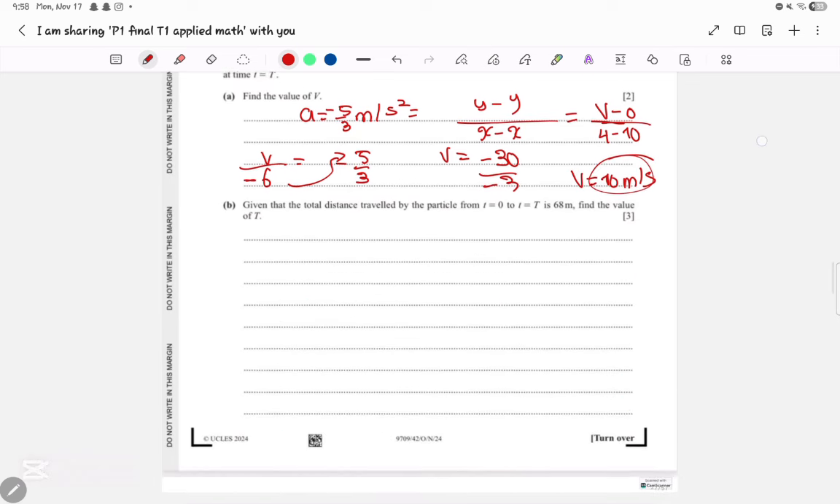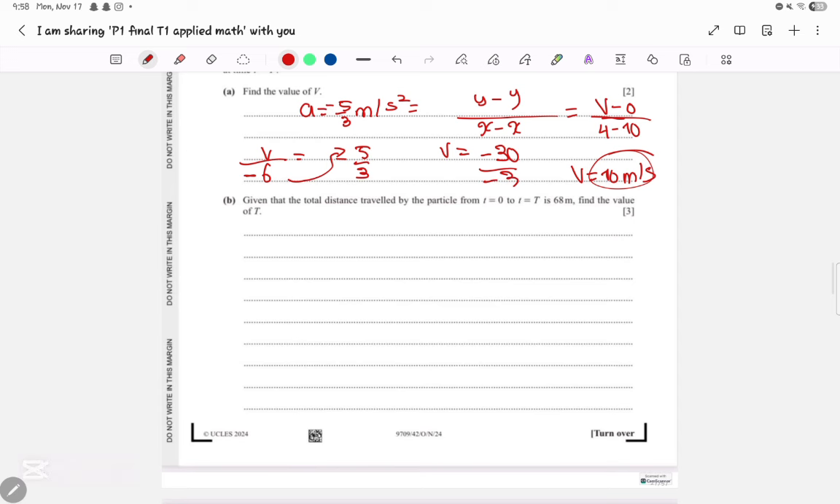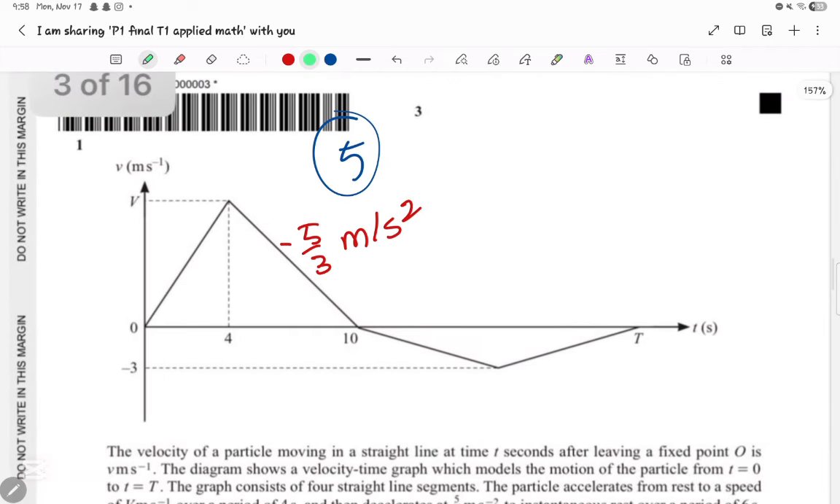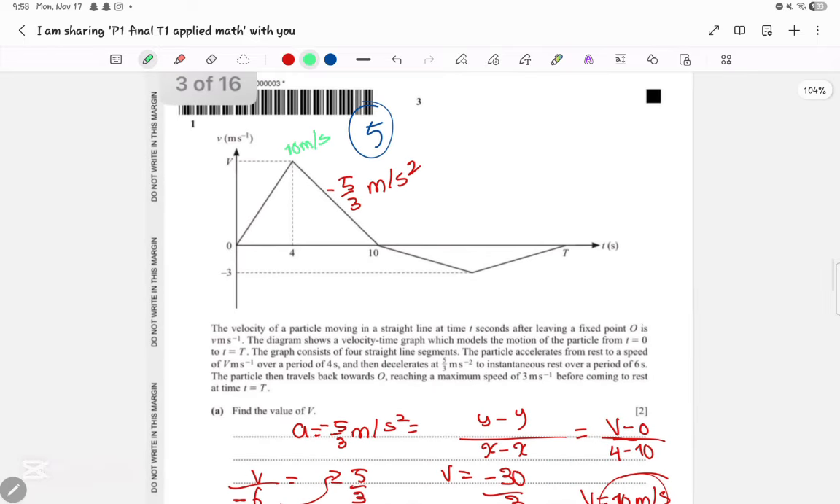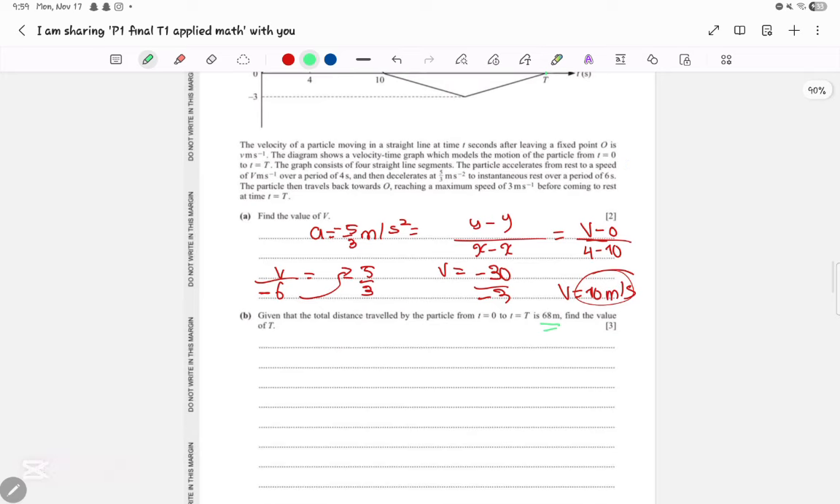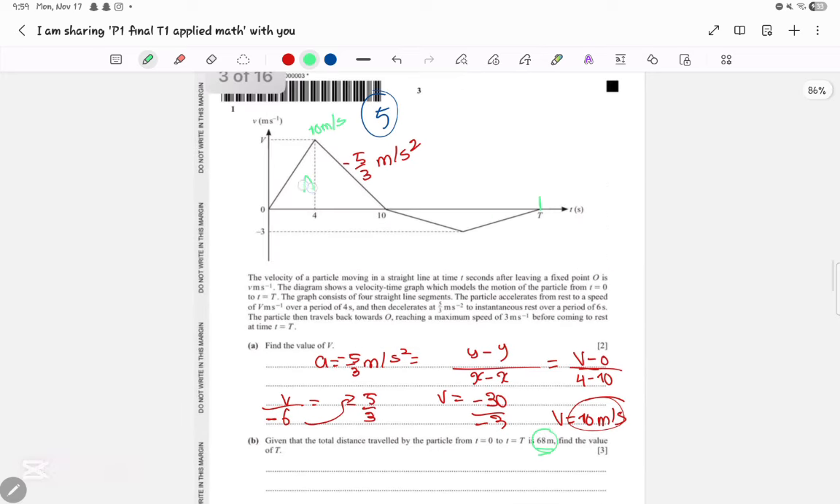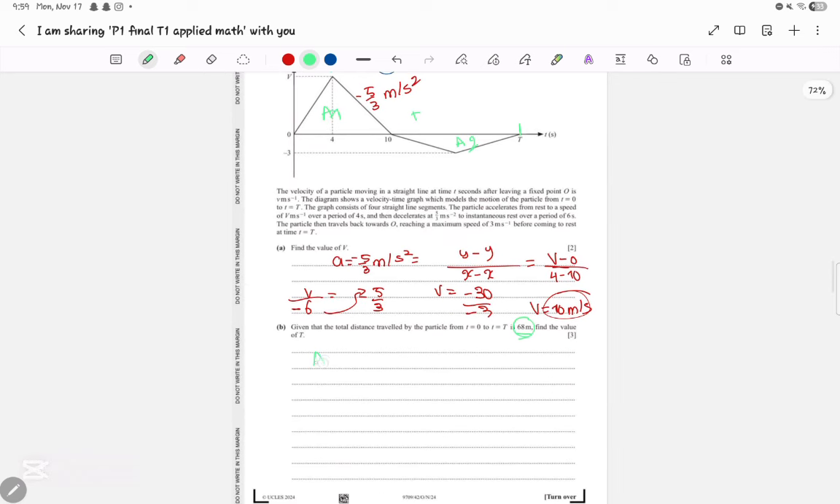Given that the total distance traveled by the particle from time 0 to time capital T is 68 meters, very important, find the value of capital T. We know that the top here is 10 meters per second. They want to find the value of capital T, knowing that the total distance traveled is 68 meters. The total distance traveled is area 1 plus area 2. So I find area 1, add it to area 2, and I will get 68.